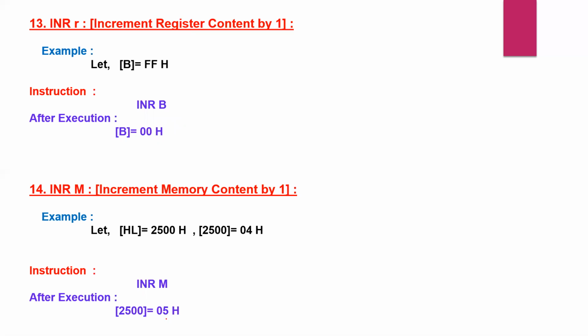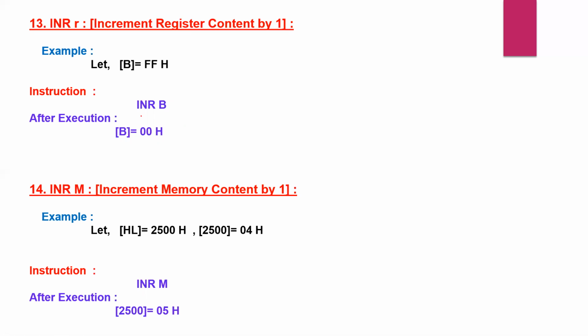Now next instruction is INRR, that is increment register content by 1. In this instruction, the content of register R is incremented by 1 and the result is stored in the same place. Means using this instruction we can only increment the content of a register.